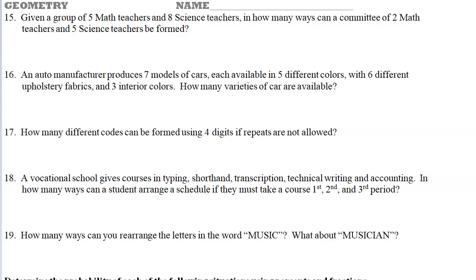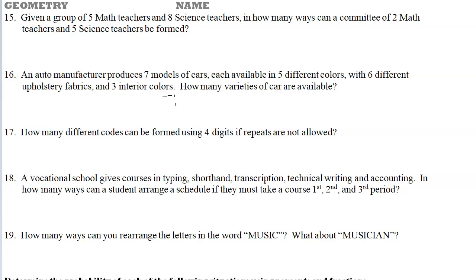We're good to go. Alright, so if you watched the previous video, we did all of the odd numbered problems. So here, we should be able to do all of the evens and be good. Alright, number 16, we're talking about an auto manufacturer that's offering all of these different varieties of car.